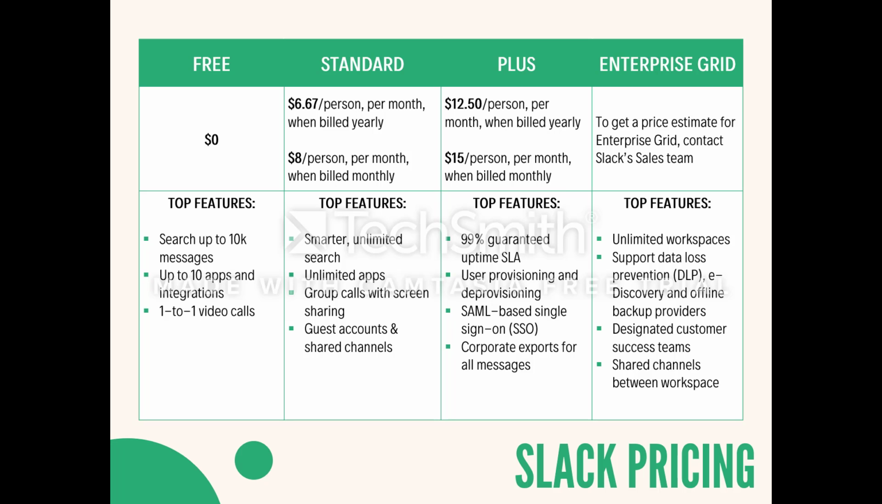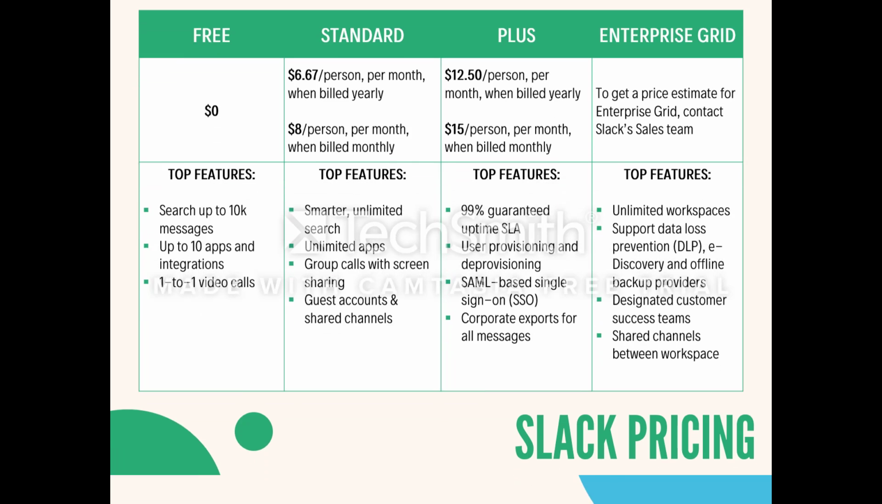By upgrading to a Plus plan, which is $12.50 for each user, or $15 monthly, you'll get some specific features, like guaranteed uptime SLA. It means Slack will refund customers if its servers are down for a particular period of time. Also, 24/7 support is included in the package. The enterprise version of Slack will include unlimited workspaces and shared channels between workspaces to connect teams when needed.